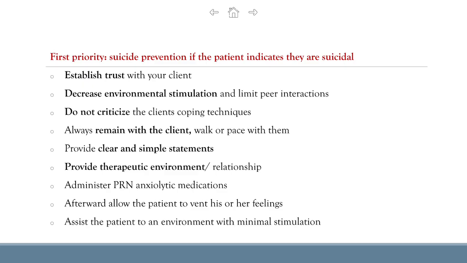So, important things to note: establish trust with your client, whether that's saying that you're going to get them something and come back when you do, maintaining eye contact if culturally appropriate, using their name when you talk to them just so that they know that you know who they are. That all establishes trust with your clients. Decrease environmental stimulation and limit peer interactions. This may be just turning off the TV or turning off the radio in their room, closing the curtains if there's a lot of traffic going by outside.